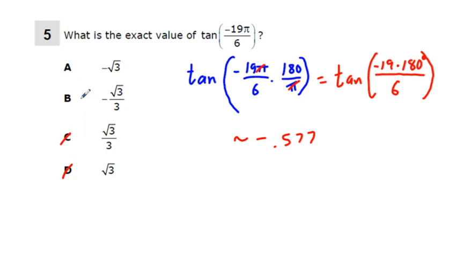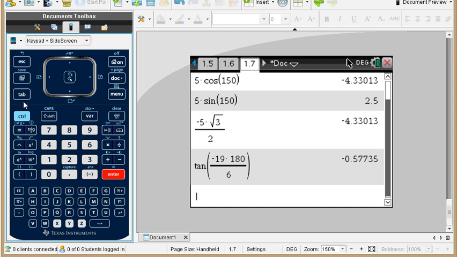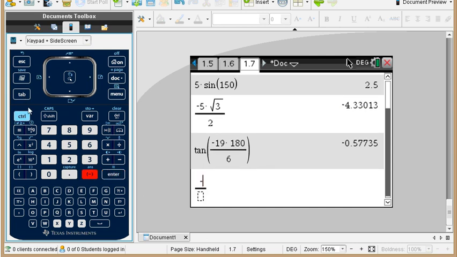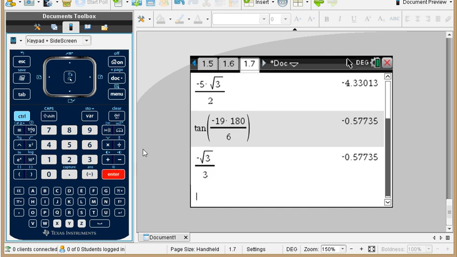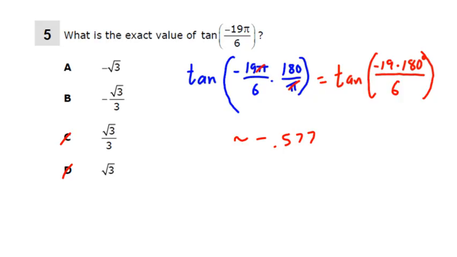You put this in the calculator and you get negative square root of 3 over 3. I'll just go ahead and do it. Negative square root of 3 over 3. What do we get? Yeah, negative 0.577. So it's going to be answer choice B.